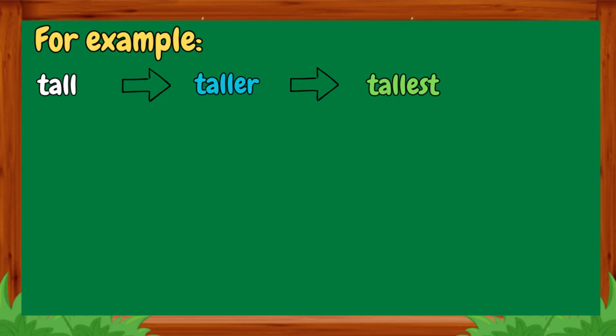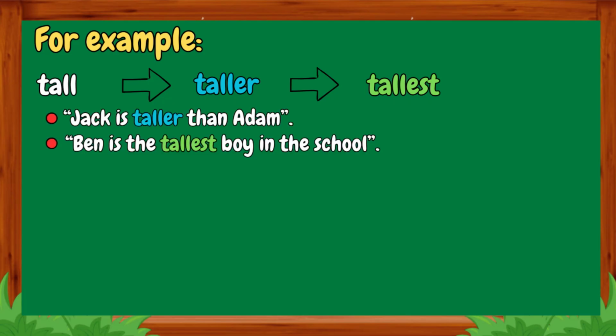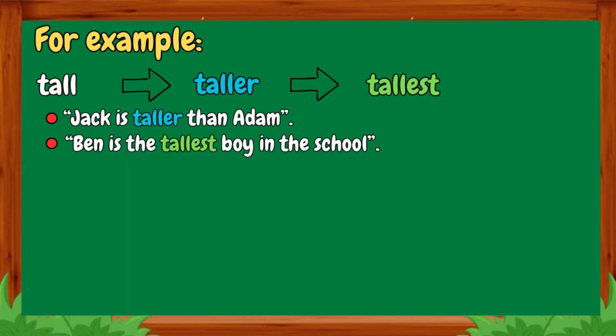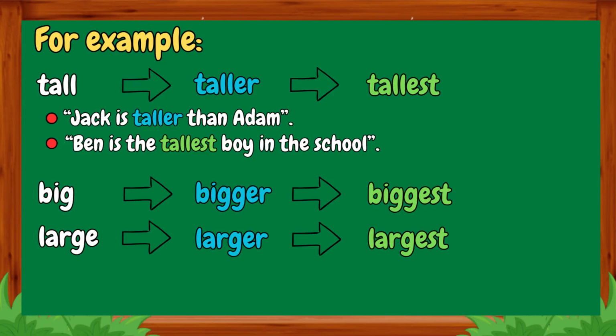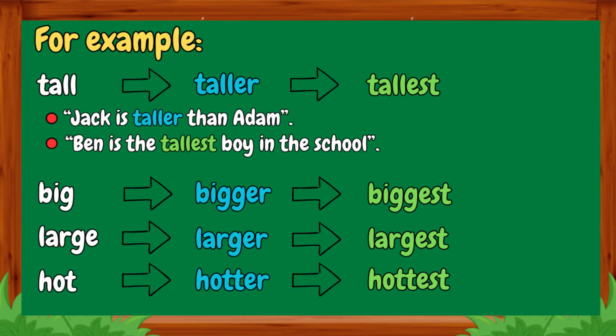Tall, taller, tallest. Jack is taller than Adam. Remember, we are comparing two things to each other, so the comparative. And the other example, Ben is the tallest boy in the school. So the superlative, Ben is now compared to all the boys in the school. Let's see some other examples. Big, bigger, biggest, large, larger, largest, hot, hotter, hottest. Let's move on to the next one.